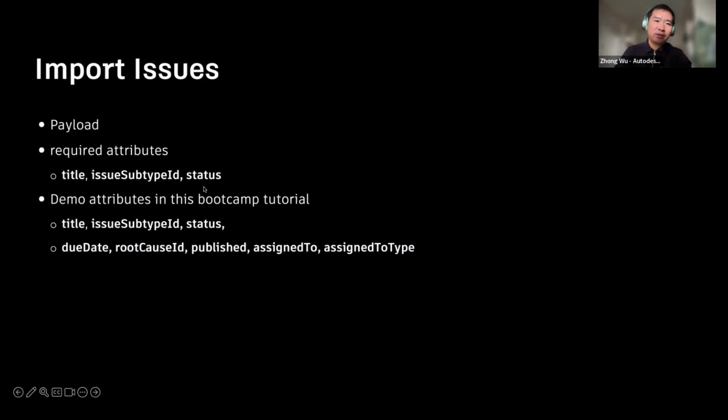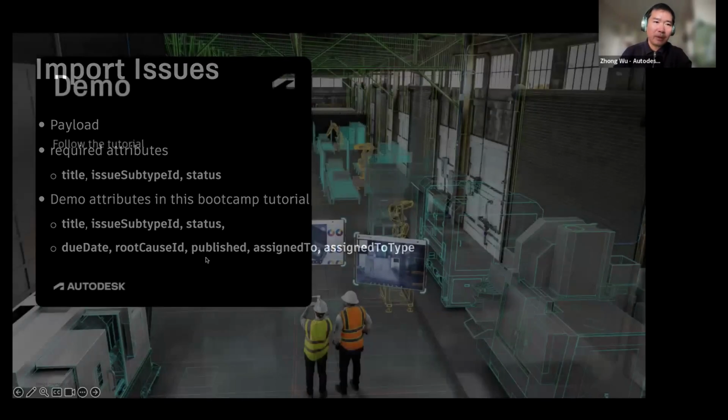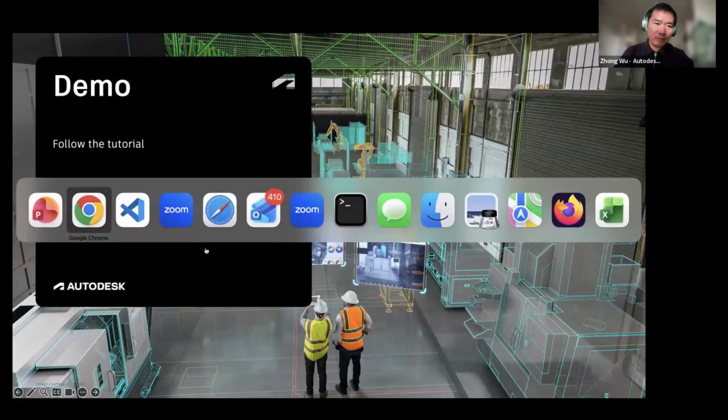And for the import issues, the payload has a couple of required attributes. You have to provide the title, the subtype ID, and the status. You can also provide some other optional attributes like the due date, root cause ID, something like that, which will be used in our tutorial. So let's go to the demo.